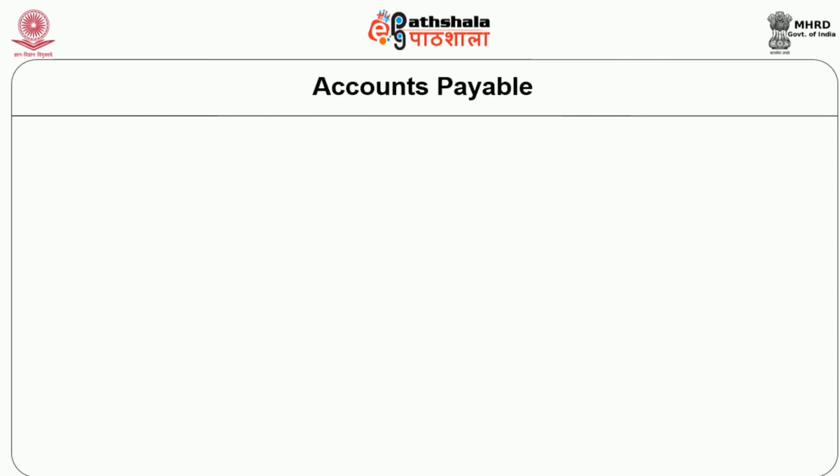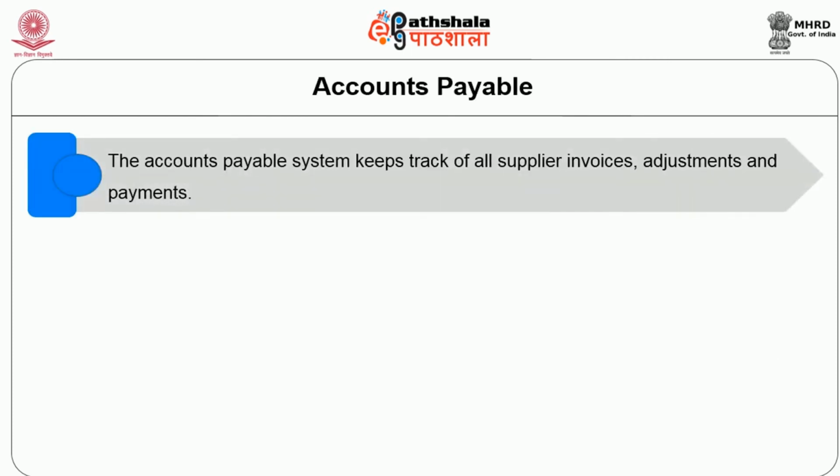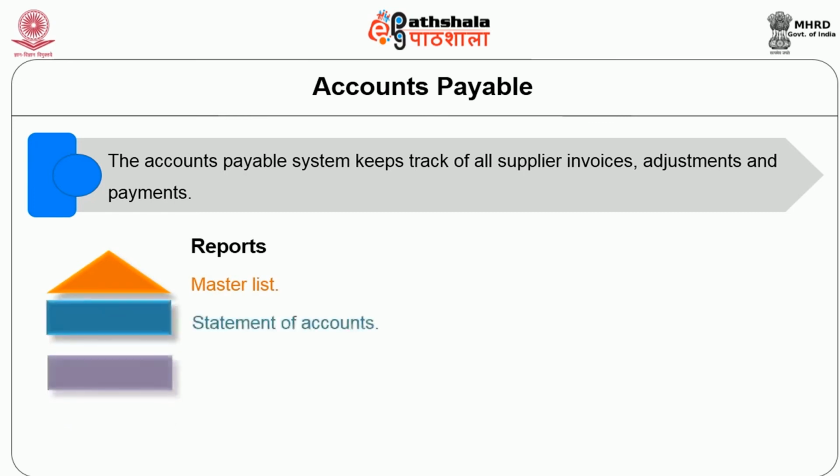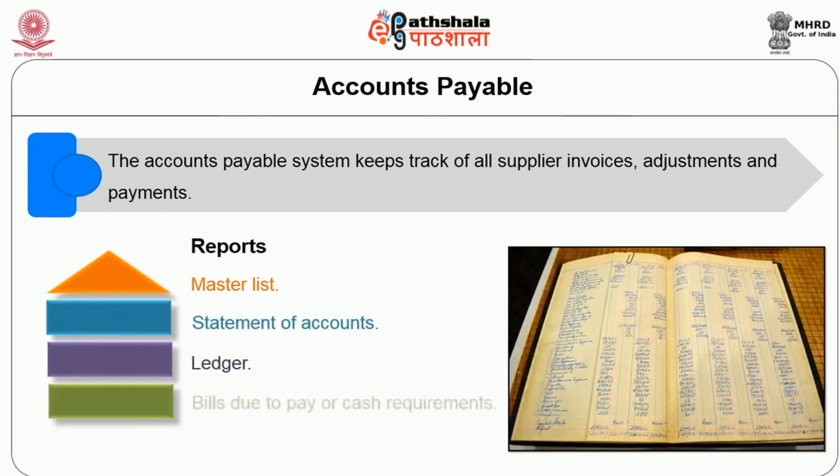Next is accounts payable. The accounts payable system keeps track of all supplier invoices, adjustments and payments. So here the reports maintained are the suppliers master list, where everything is summed up in the master list. Next is supplier statement of account. Here an individual statement of account is given in this book. Next is the suppliers ledger. Here the transactions are recorded.